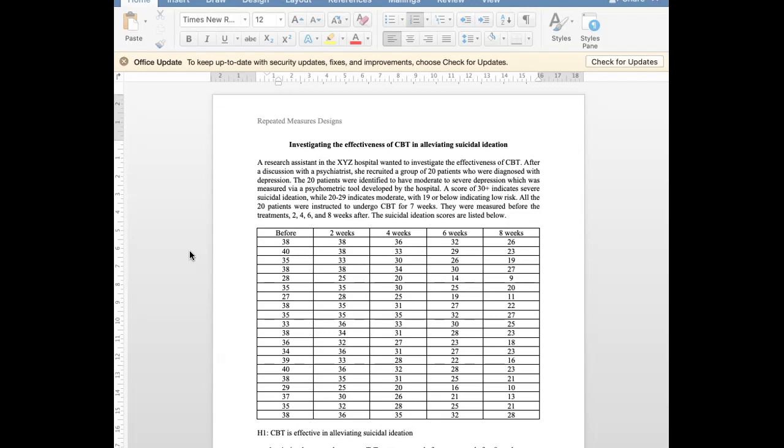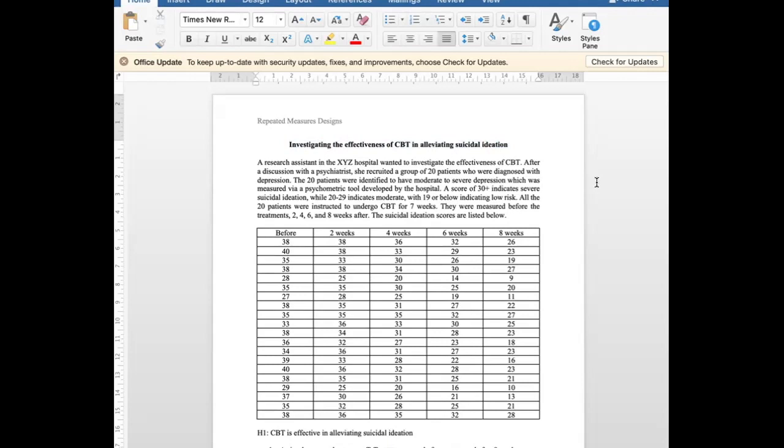Now, what we are going to do today is that we are going to come up with a practical scenario you can see right now on the screen, and I'm going to help you understand how exactly we are going to analyze this data. Now, this is a very simple study, a hypothetical one actually. I just came up with this this morning while I was preparing for this. So here goes the title, Investigating the Effectiveness of CBT in Alleviating Suicidal Ideation.